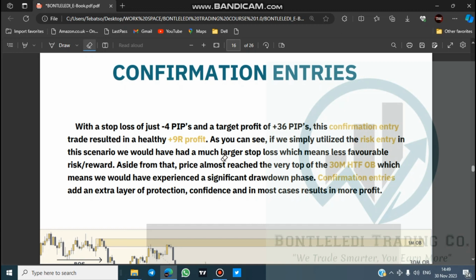As you can see, if we simply utilize the risk entry in this scenario, we would have had a much larger stop loss, like the stop loss would have been much greater and much higher, which means less favorable risk reward. Aside from that, price almost reached the very top of the 30 minutes order block, which means that we could have experienced a significant drawdown phase, and some of you I know would have cancelled the trade, and even blown your account. You get the point.